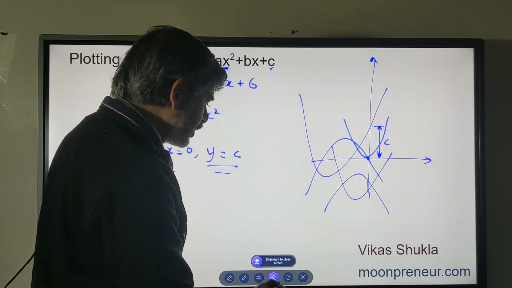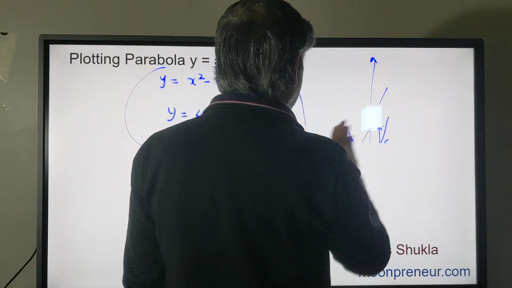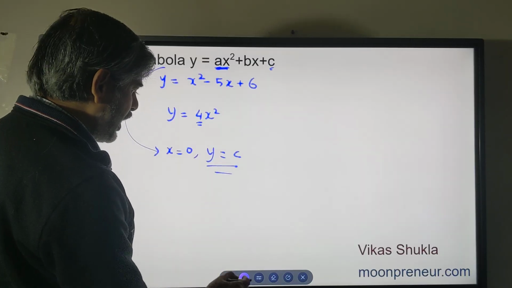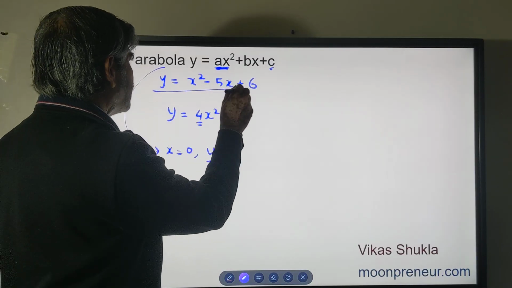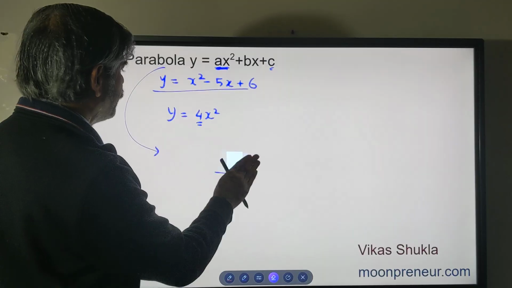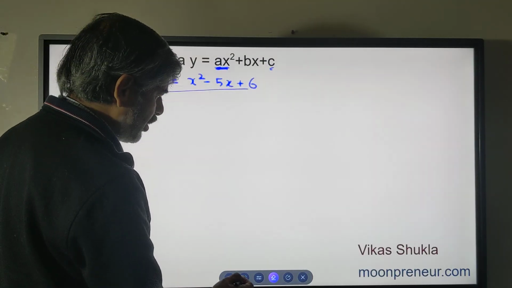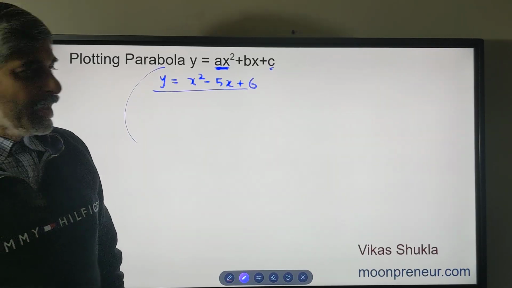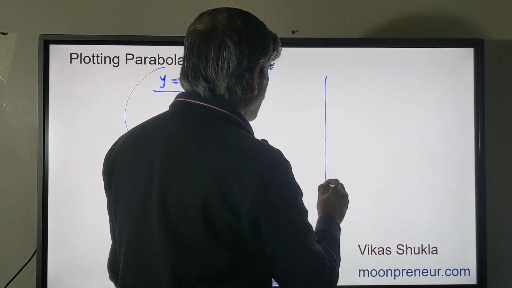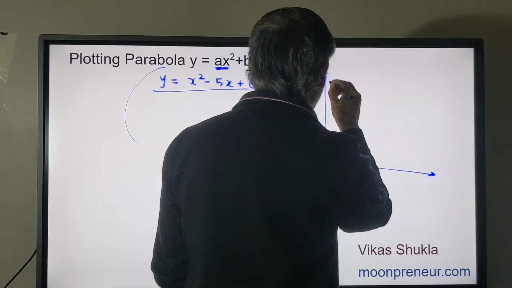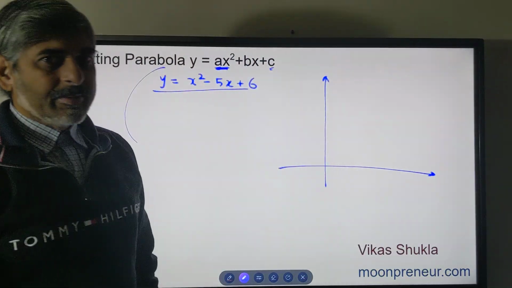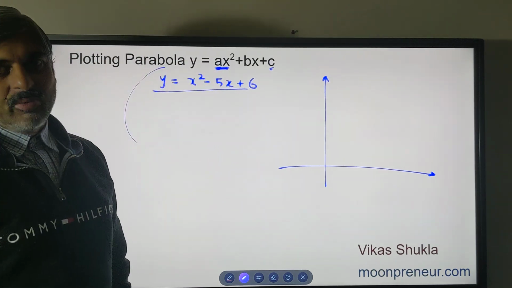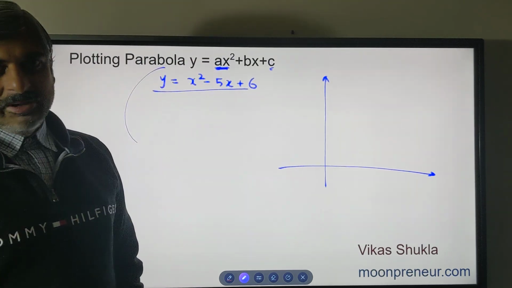Now let's take a look at the next thing, and what role b plays. For that we will look at this example to find out what is the value of b. In this example, we know that this equation has a y-intercept of 6, and this parabola is an upward going parabola. So there are two possibilities.